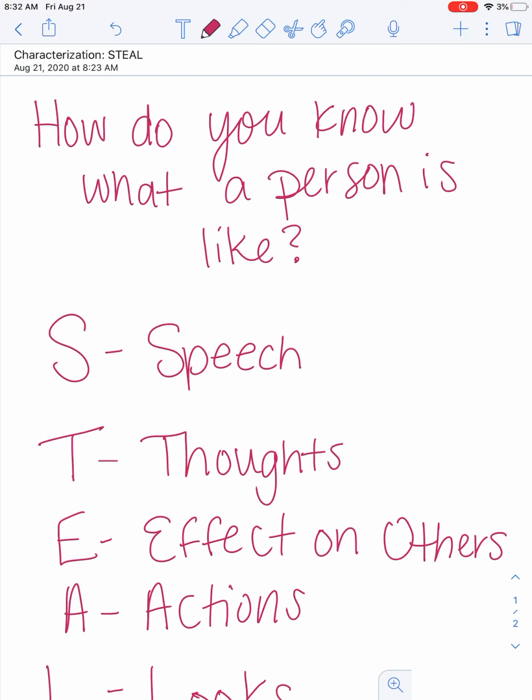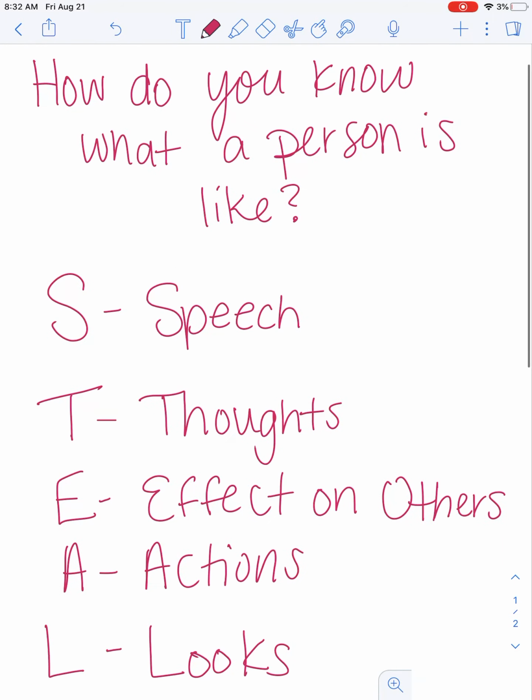At the end, once you've finished reading, there'll be a quick check-in on STEAL and how that is going, so I know what to do next.